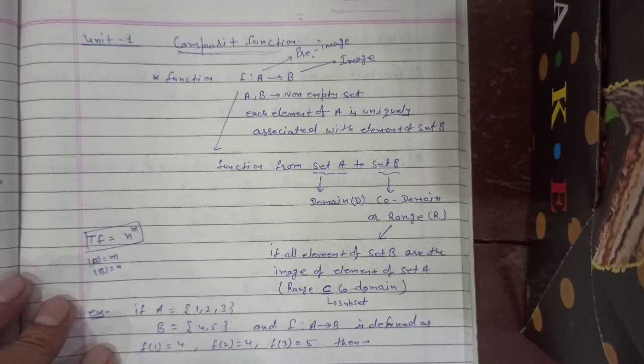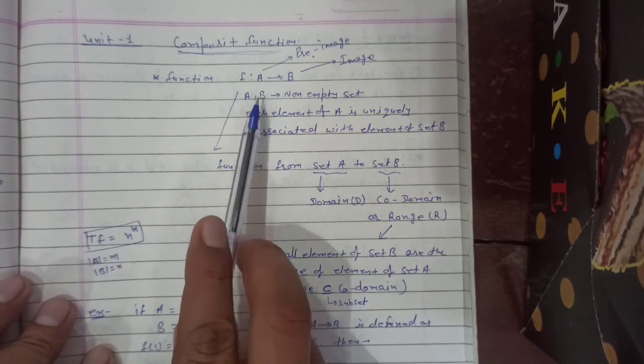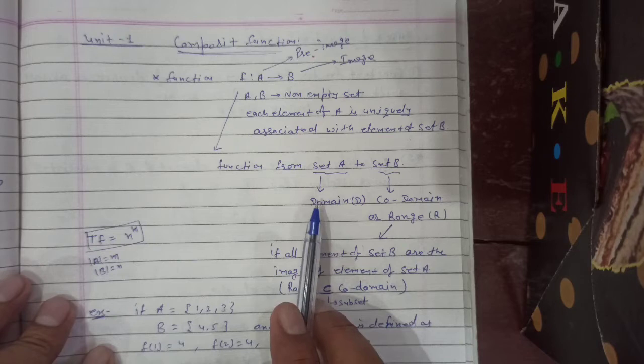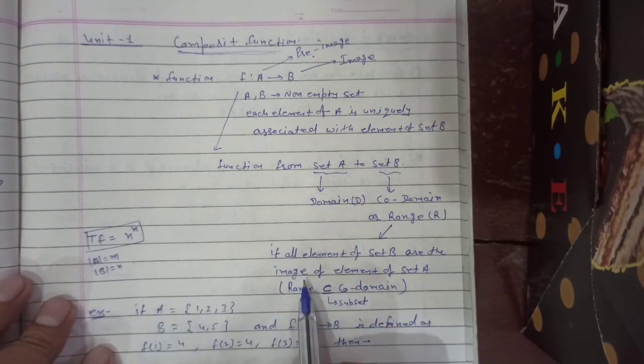The first term is the domain, the second is the codomain, and the third is the range. First we can define the domain. Domain means all possible values of the input that can be associated with this function. It means all the elements of the non-empty set A are called the domain of this function.